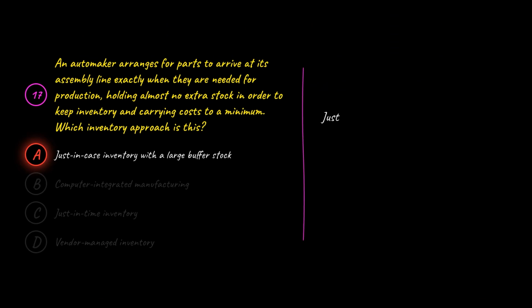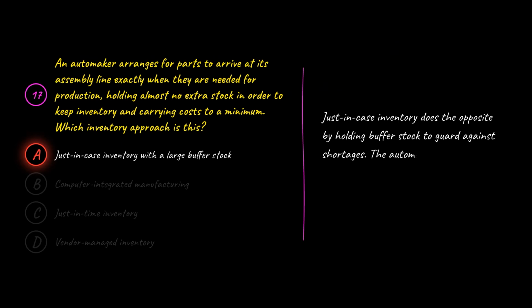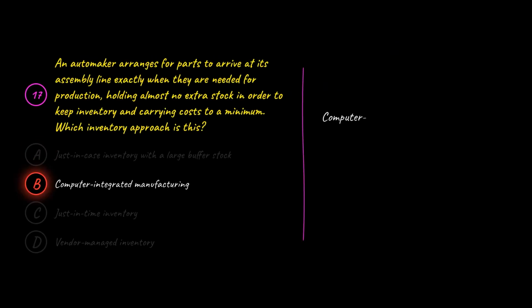A is wrong because just-in-case inventory does the opposite by holding buffer stock to guard against shortages. The automaker is deliberately holding almost no stock, so this is not just in case. B is wrong because computer integrated manufacturing links design and production systems into one whole.